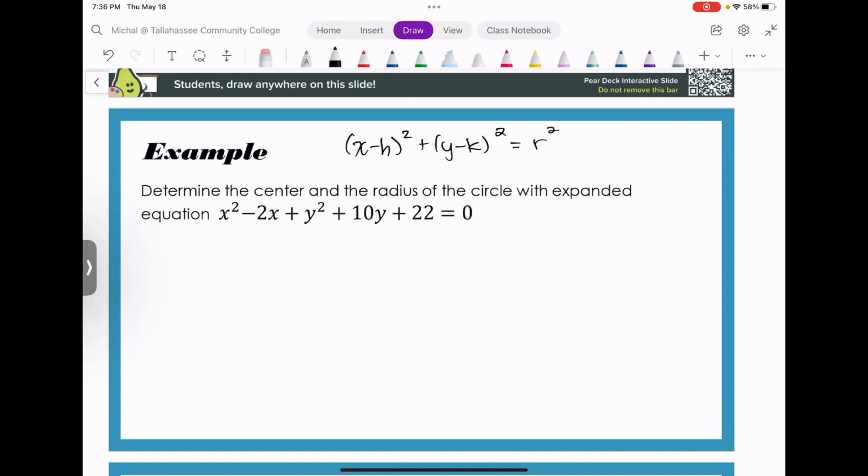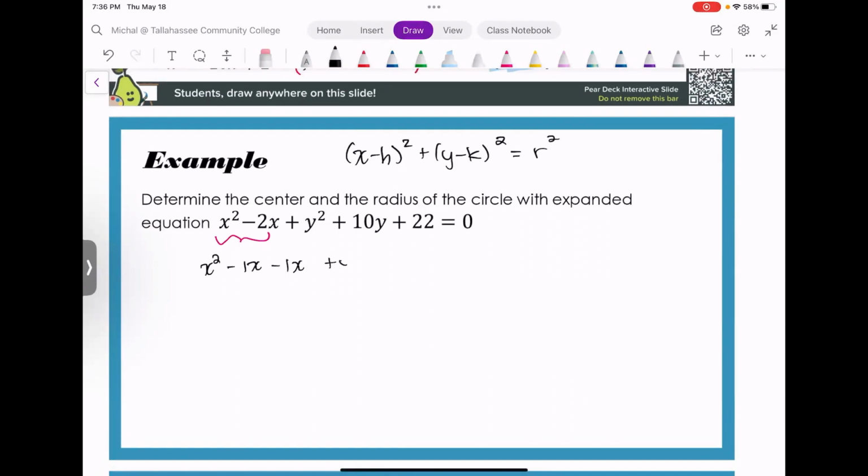Let's start with the x terms, the minus 2x. I'm going to rewrite these as x squared minus half of negative 2x twice. So half of negative 2x is minus x. I'm going to write minus 1x for now, just because it's easier to keep track of. And I'm bringing down everything else: plus y squared plus 10y plus 22 equals 0. All right.